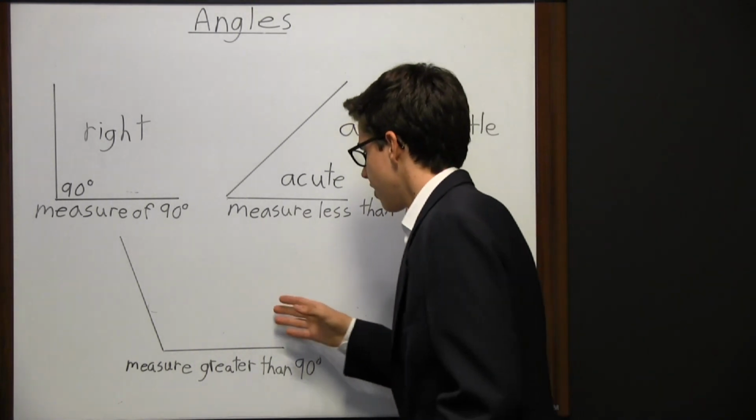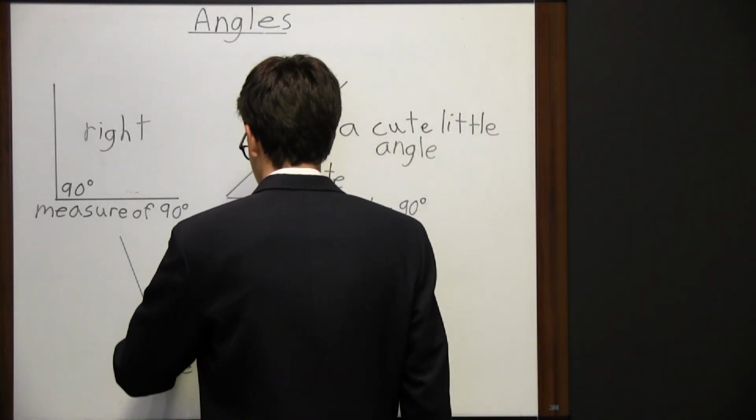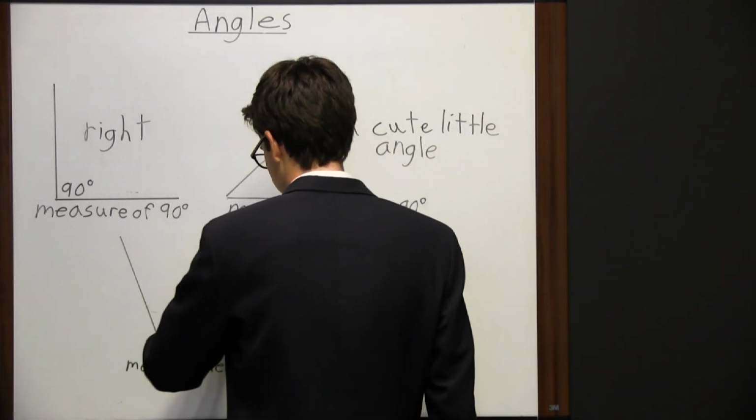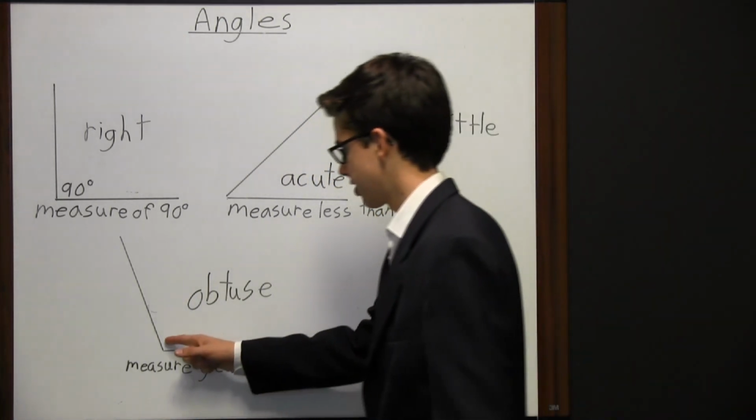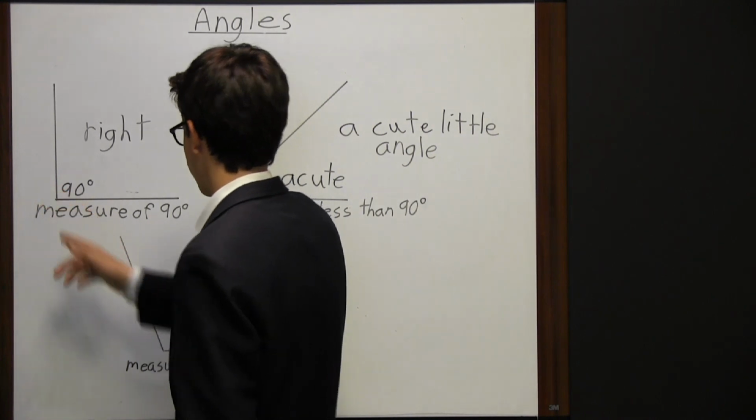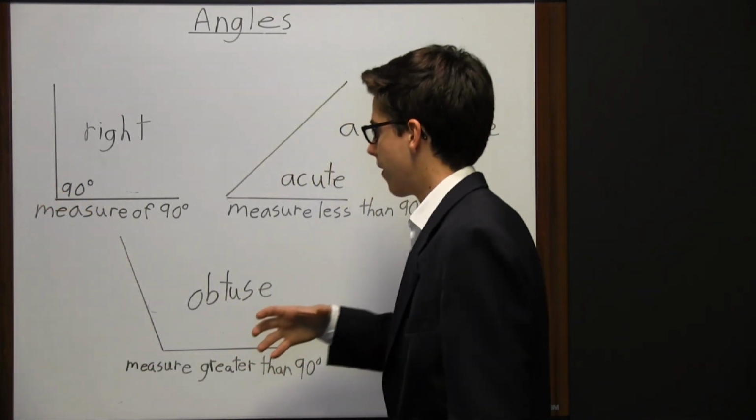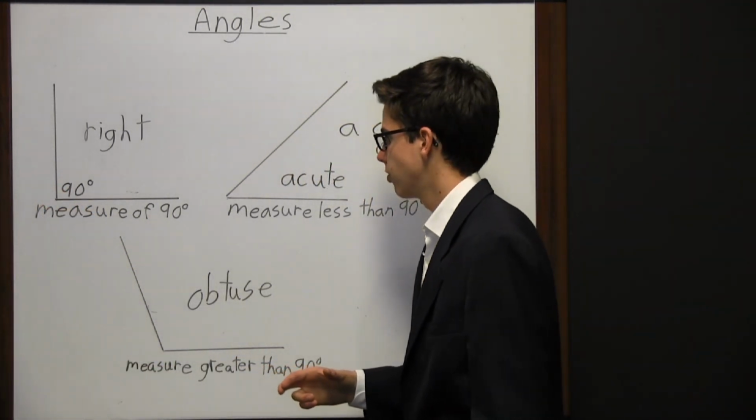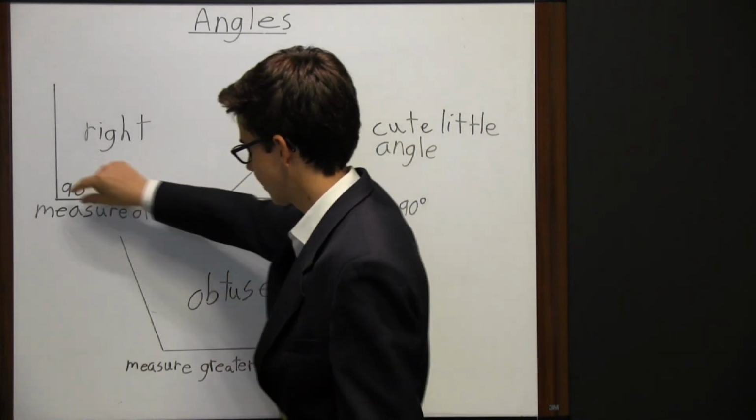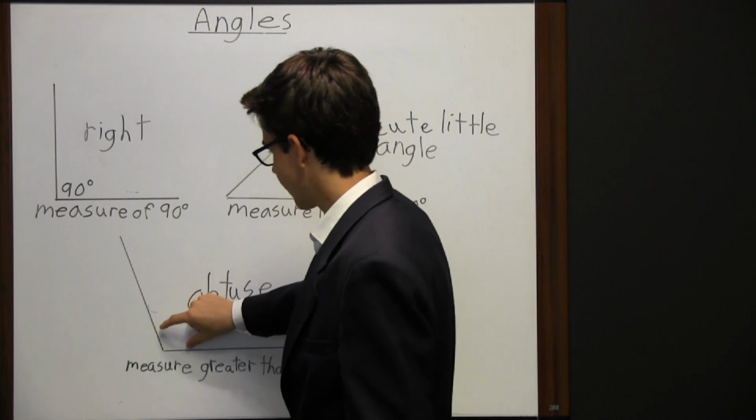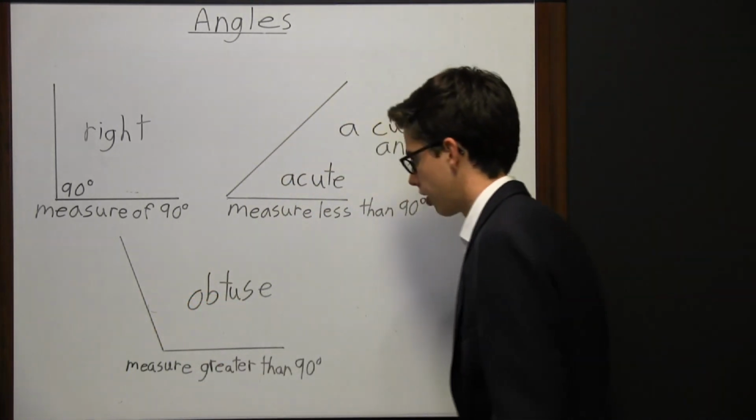And then we have this right here, which is an obtuse angle. An obtuse angle has an angle measure greater than 90 degrees. You can just look at this and realize that this angle measure is bigger than this one. Basically, the measure of an angle is how close the 2 lines are together. Notice these 2 lines are really close to each other. These lines are a little farther apart, and then these lines are really far apart.